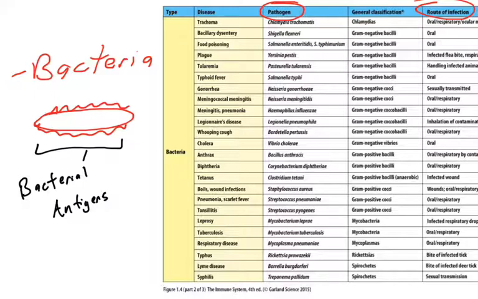Again, those molecules on the outside, whether they be proteins or glycoproteins or sugars or lipids, are going to be the antigens. Those are going to be molecules that can be recognized by the immune system and allow us to mount a defense.